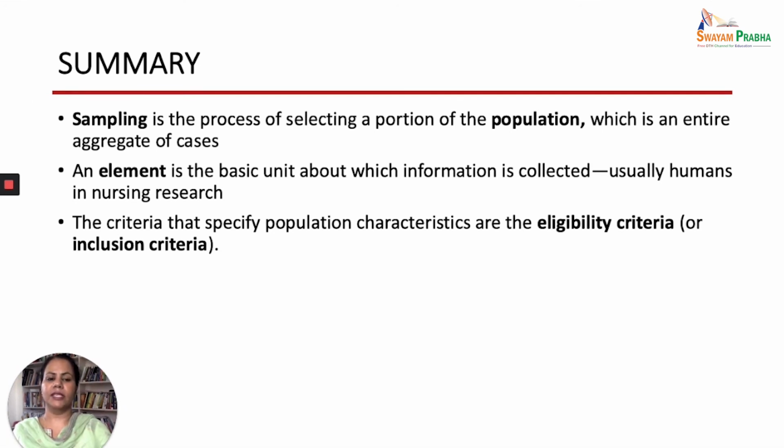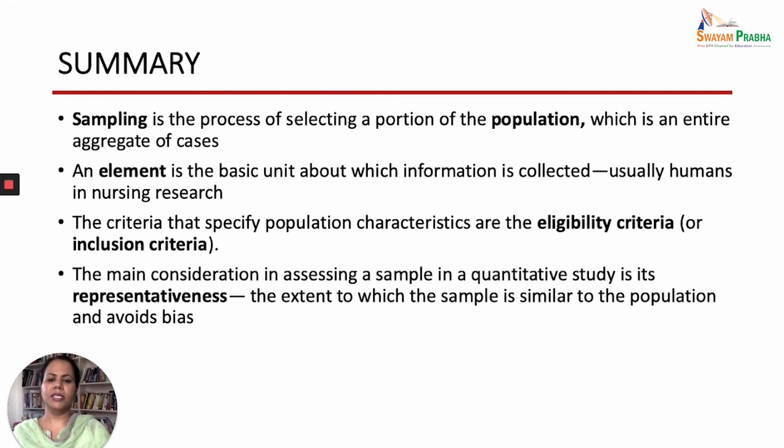Then the criteria that specify the population characteristics are the eligibility criteria. So we always set the eligibility criteria for the selection of the subjects into our sample, where we describe clearly the inclusion and the exclusion criteria. And the main consideration in assessing a sample in a quantitative study is its representativeness. So whenever we are selecting the sample from a population, the characteristics of the sample should be as per the population's characteristics, so that it represents the population in a better way, and there should not be bias involved.